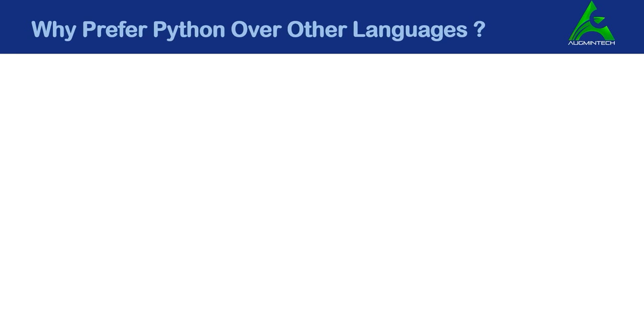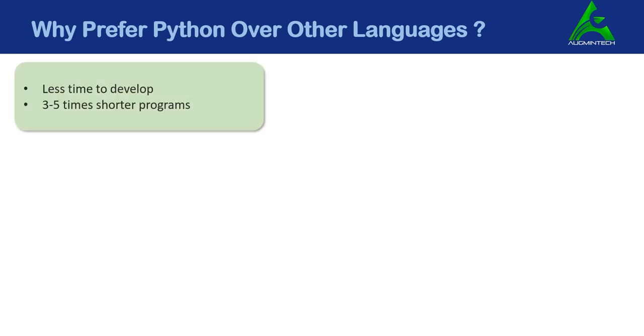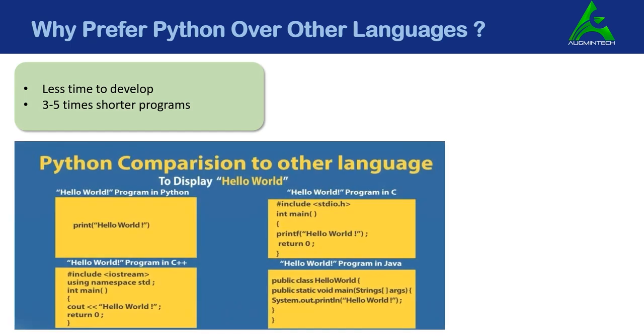Now, why prefer Python over other languages, despite other languages still being available in the market? It will take very less time to develop because the number of instructions gets reduced, and Python programs are 3 to 5 times shorter. Here is a block of code comparing Python to other languages to display hello world. Here we have the first block for Python. We write print hello world, and because hello world is a string, it is written in quotations. So you can see in one single line we can print hello world using Python.